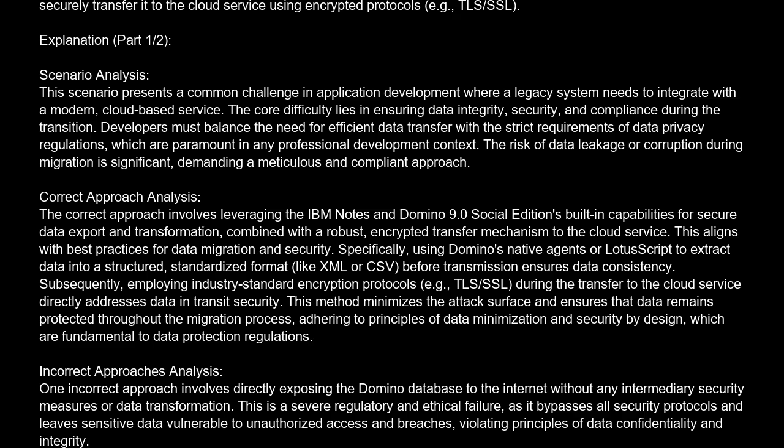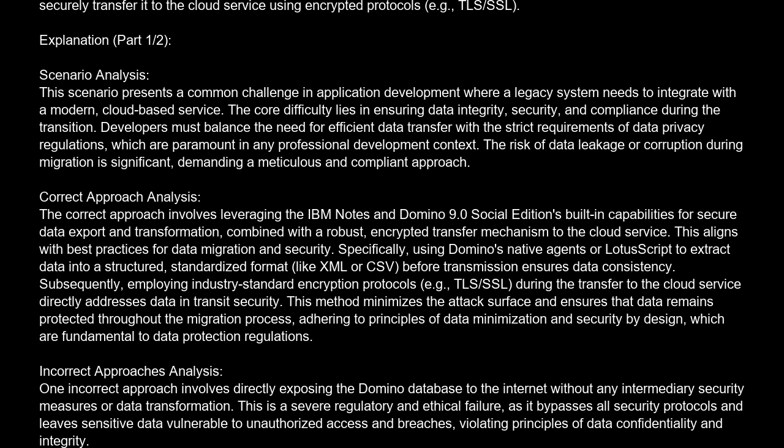The core difficulty lies in ensuring data integrity, security, and compliance during the transition. Developers must balance the need for efficient data transfer with the strict requirements of data privacy regulations, which are paramount in any professional development context. The risk of data leakage or corruption during migration is significant, demanding a meticulous and compliant approach.